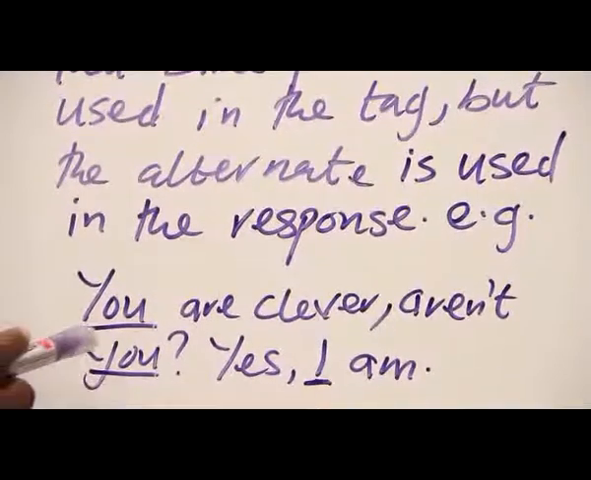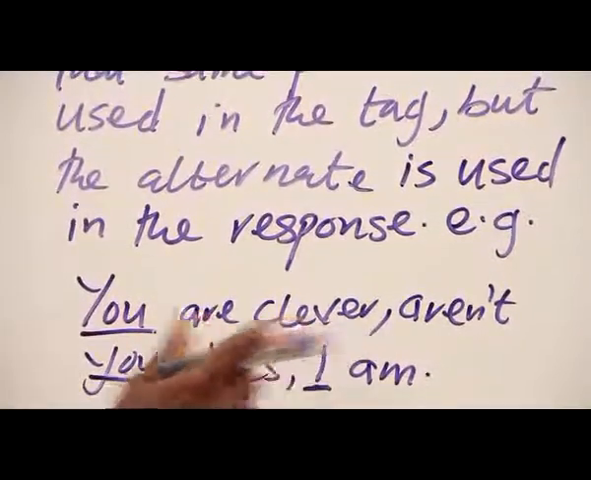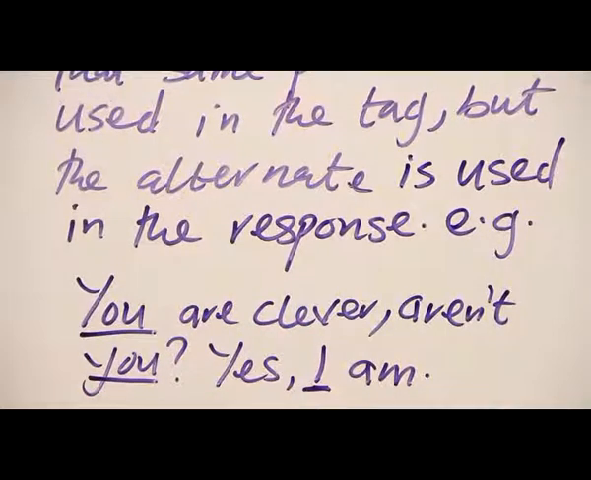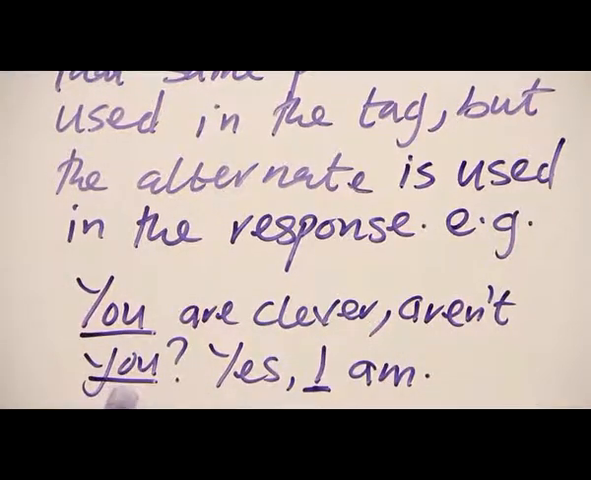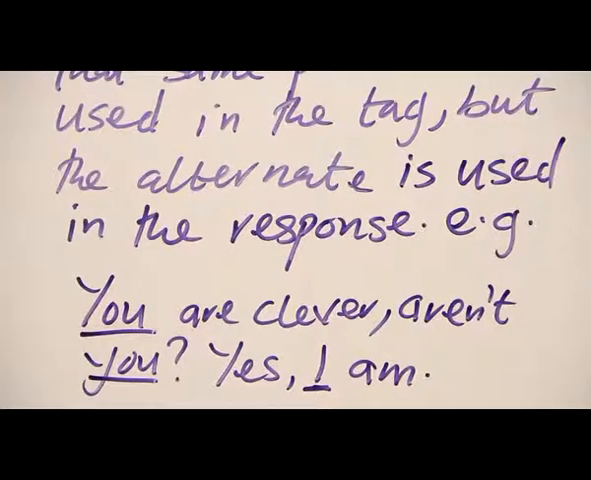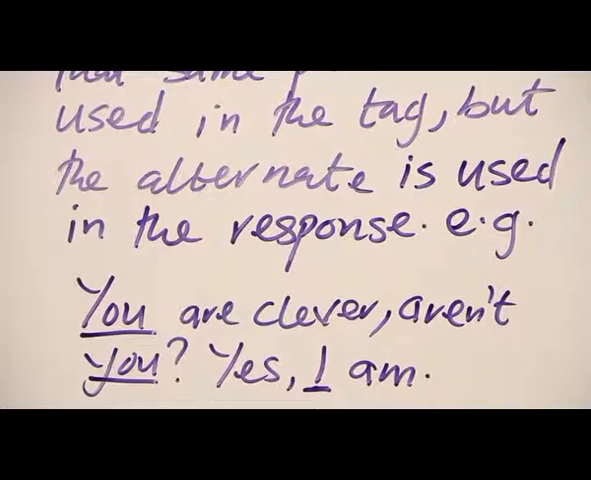E.g., you are clever, aren't you? Yes, I am. Now you can see the subject in the statement is you. This subject is repeated in the tag, you. But when it comes to the response, you have are. It is simply because the speaker who says you, talking to the listener, is the first person. Talking to the listener is talking to a second person who is a listener.